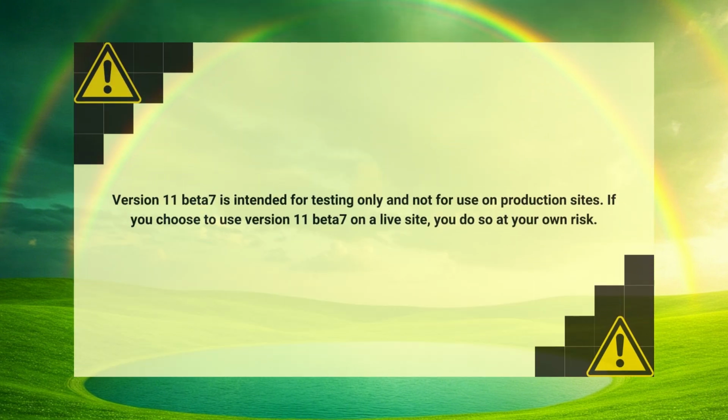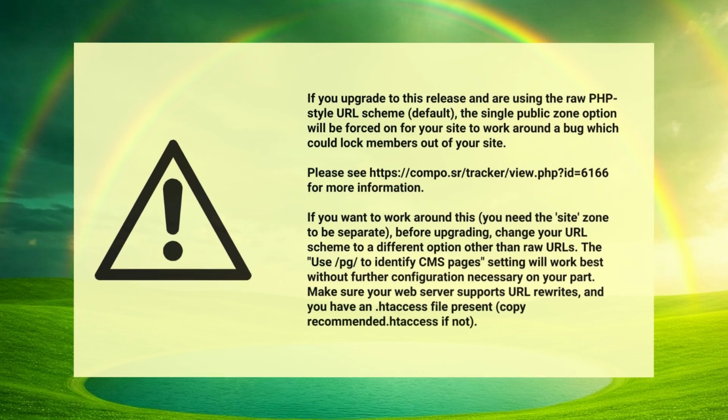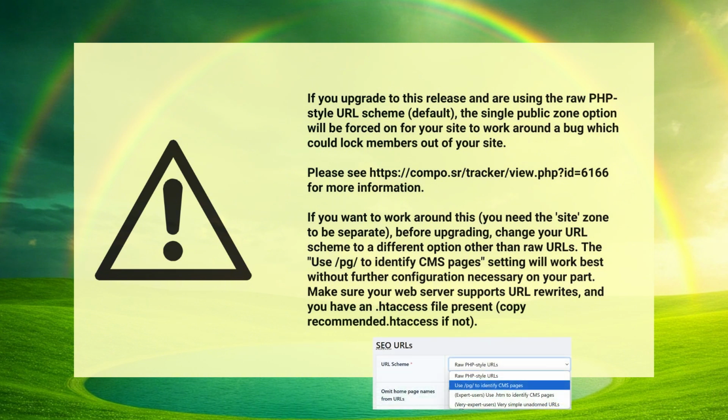Version 11 beta 7 is intended for testing purposes only and not for use on production websites. If you choose to use version 11 beta 7 on a live site, you do so at your own risk. If you upgrade to this release and are using the raw PHP style URL schemes, which is the default for Composr, the single public zone option will be forced on for your website to work around a known bug which could lock members out of your site. See Tracker issue 6166 for more information.